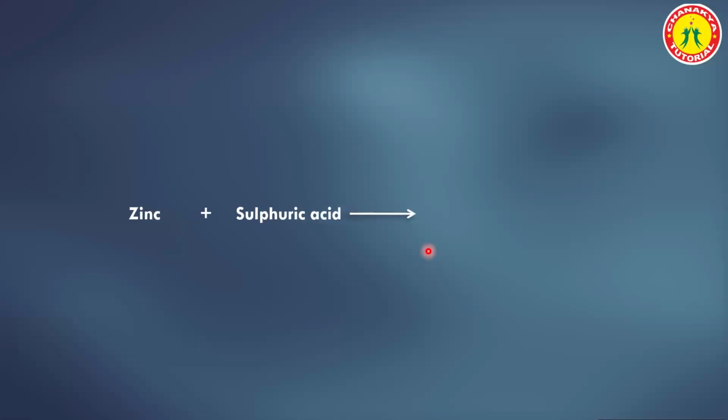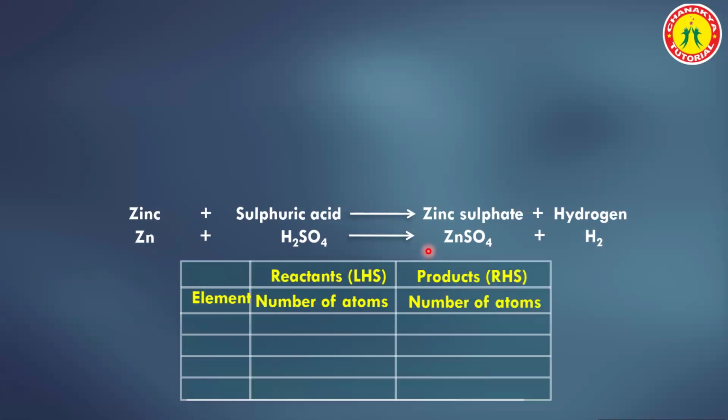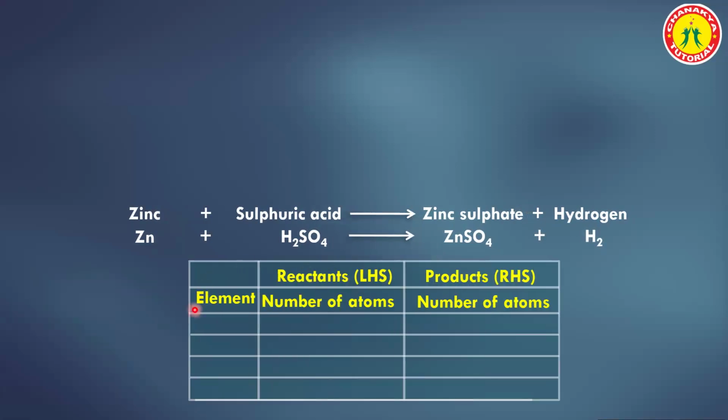Now we'll see this example. We'll add zinc to sulfuric acid and we'll get zinc sulfate and hydrogen as products. We write the chemical equation as Zn plus H2SO4 changing into ZnSO4 plus H2. To balance the chemical equation, first of all, we'll write which elements are present. For example, zinc is present. So we'll write zinc. What is the number of atoms of zinc present on the left side? There is 1. On the right-hand side, how many zinc atoms are present? 1.